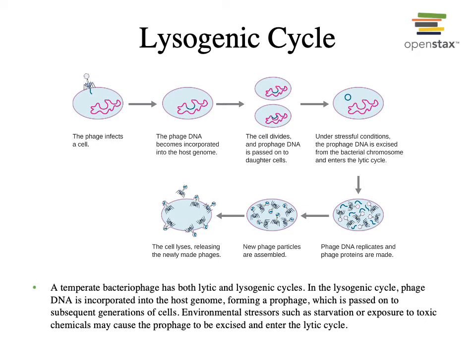After it makes all of those, then it goes into the maturation stage where it assembles all of these pieces, all of these parts that it has made. It makes new viruses. It makes a whole bunch more of itself. Then it has to release. So it lyses the cell wall so that it can escape. It needs to destroy and kill that host cell so that it can release.